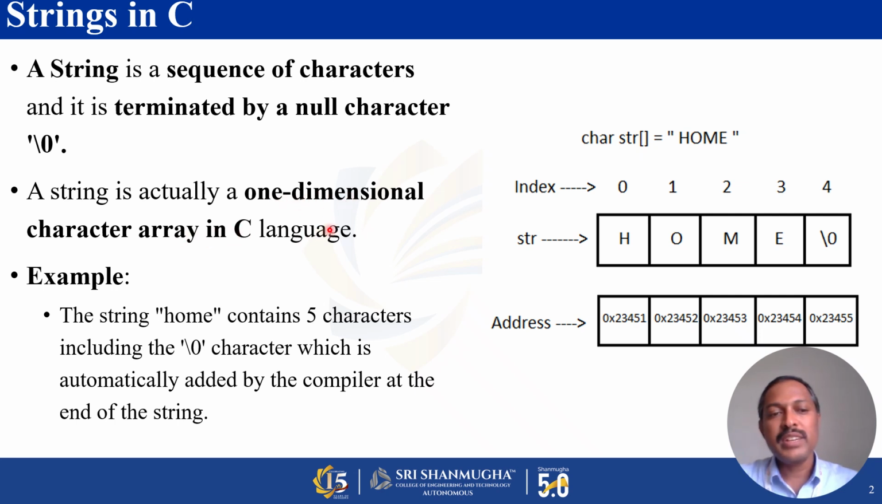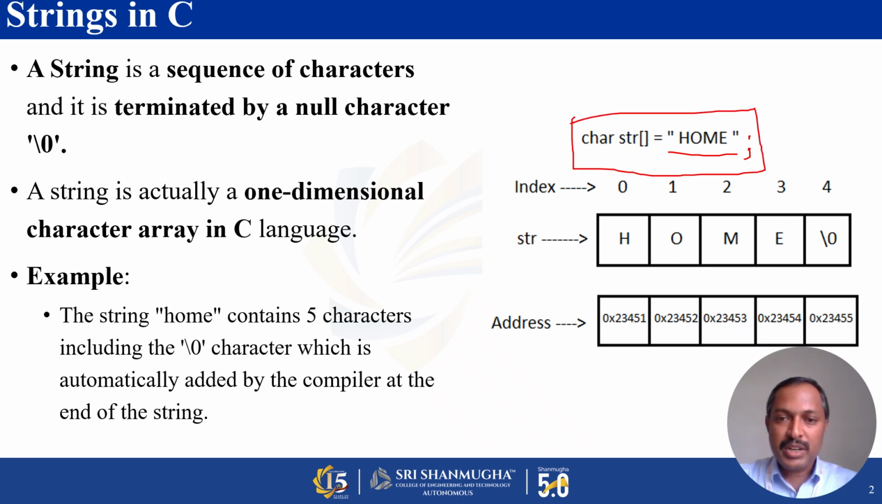That means we can store a string in C programming with the help of a character array, that is, a one-dimensional character array. For example, we are now going to create a string called home. So: char str[] = "home"; that should end with a semicolon. This is the way we can create a string in C programming with the help of a character array.